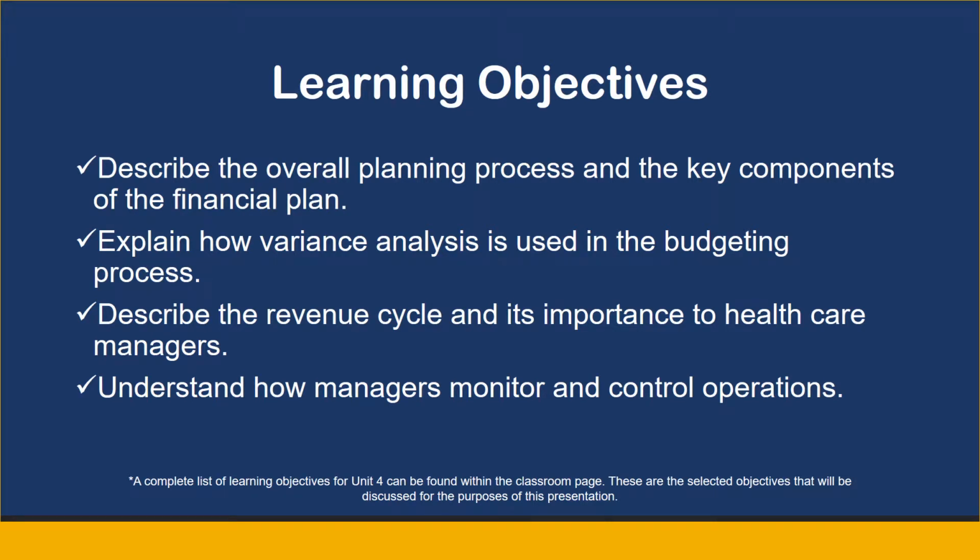The top 4 learning objectives for Unit 4 are as follows. Describe the overall planning process and the key components of the financial plan. Explain how variance analysis is used in the budgeting process. Describe the revenue cycle and its importance to healthcare managers. And understand how managers monitor and control operations.